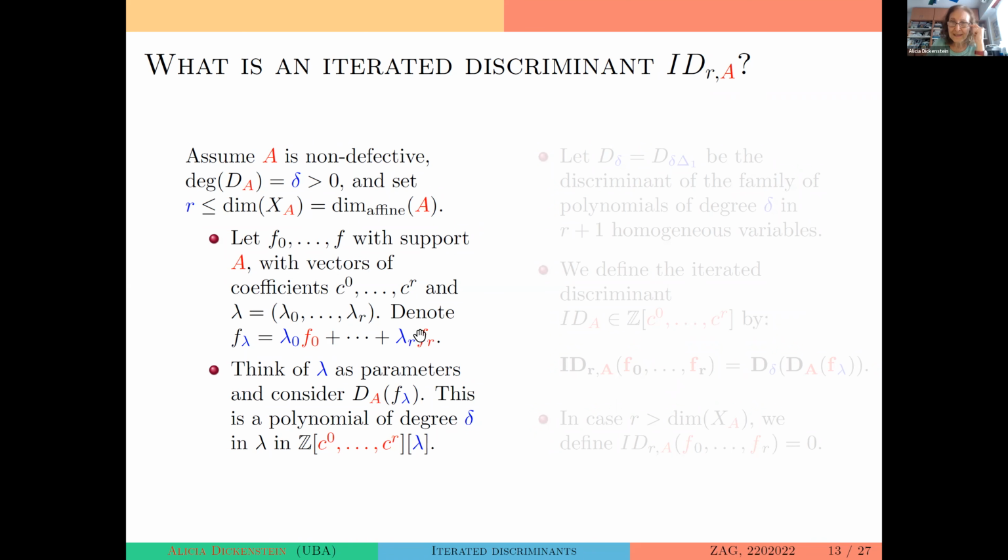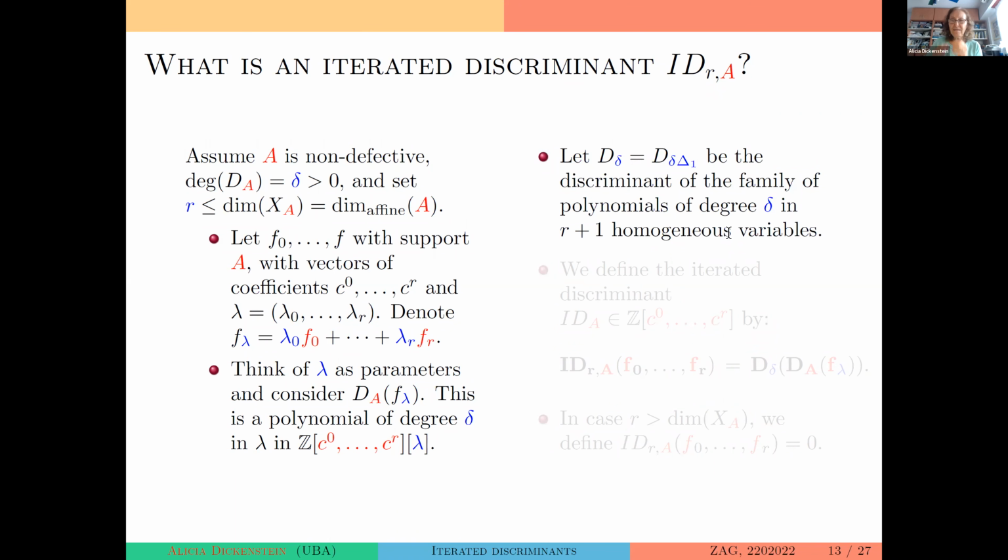Sorry, we fix the coefficients. We move the lambdas. And for each choice of the coefficients, we consider the discriminant of f lambda, and we'll get a polynomial in lambda of degree delta that in general parametrically will have coefficients here.